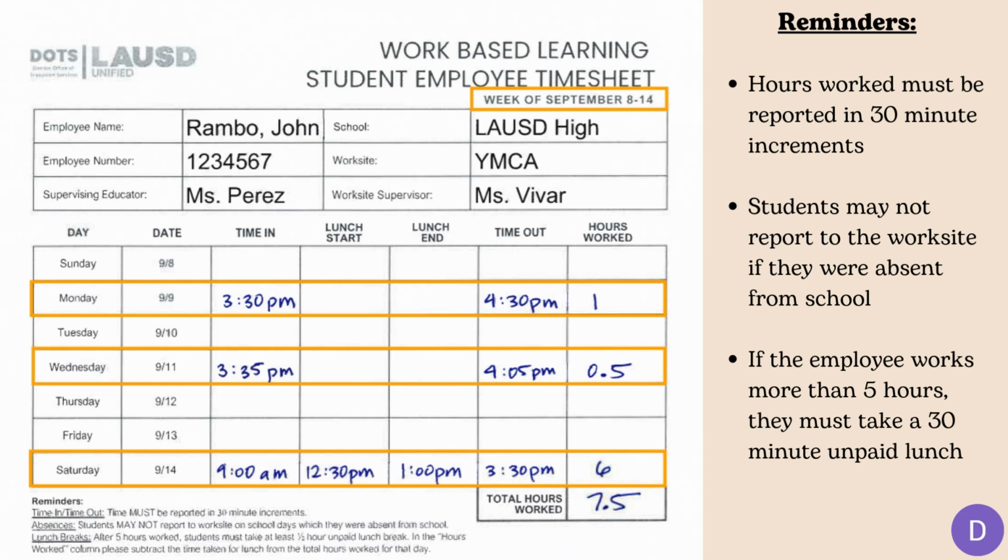On Saturday, September 14th, this student worked from 9 a.m. until 3:30 p.m. Because the student is working more than 5 hours, they must take a 30-minute unpaid lunch break. They took their lunch at 12:30 p.m. and returned to work at 1 p.m. Because that lunch is unpaid, the 30 minutes will be deducted from their overall hours worked.